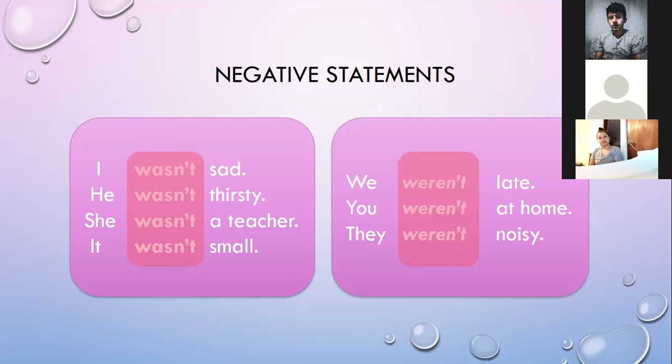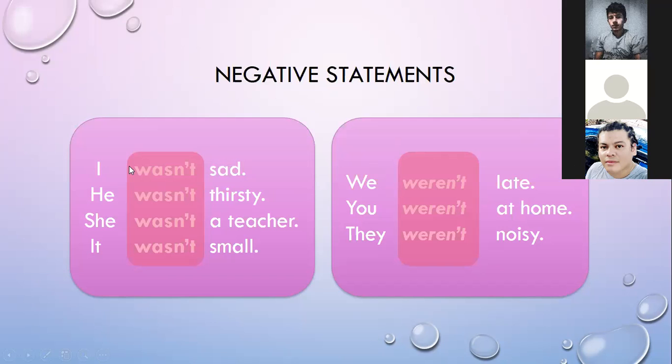So let me see, Mauricio, can you read these examples, please? I wasn't sad. He wasn't thirsty. She wasn't a teacher. It wasn't small. Thank you. Arely, can you read the next examples, please? We weren't late. You weren't at home. They weren't noisy. Okay, thank you. So you can see here that we have the negative examples. So the only thing that we're doing is to add the verb to be in its negative form.